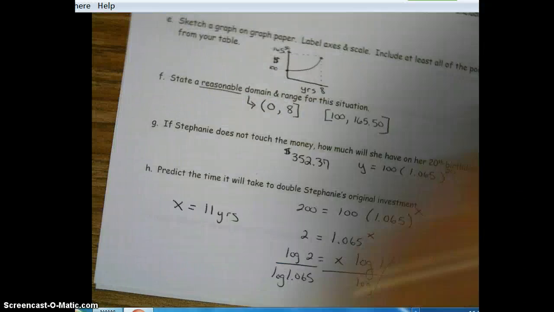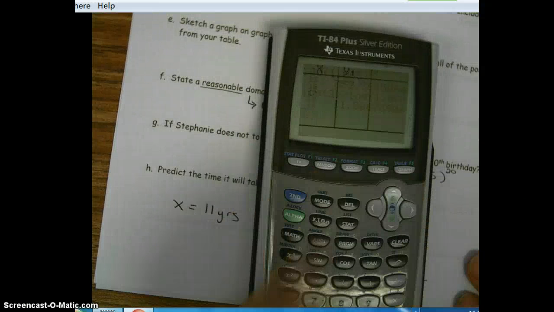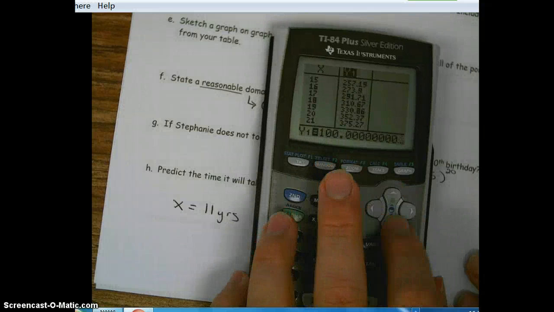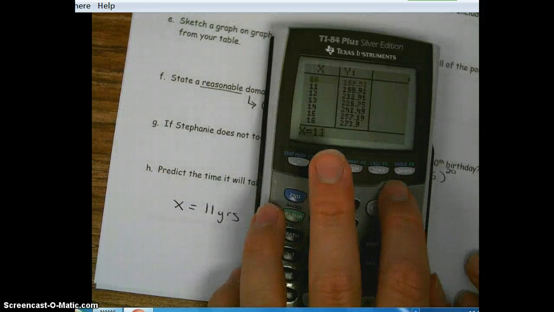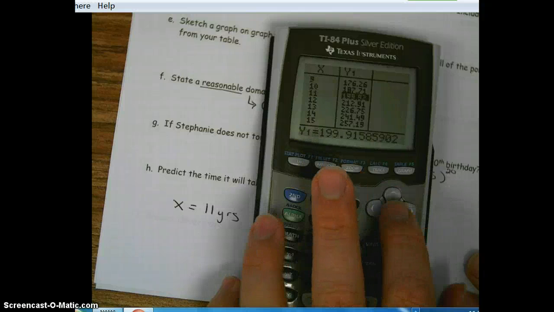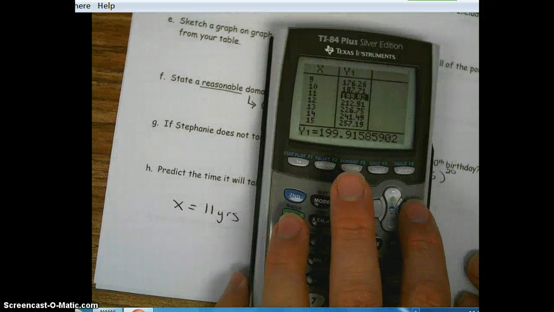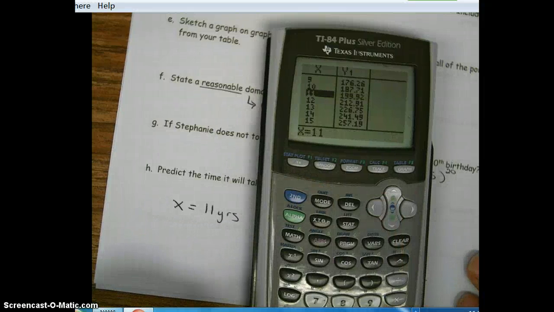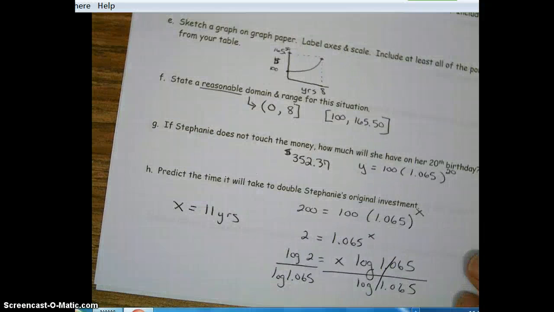Alright, let's see what our table shows. Double our money. Go into our table. We're going to 200. Alright, so 100 to 200. 200 is pretty close. 199.92. Pretty close to 200. 11 years. Alright, we're at 11 minutes.